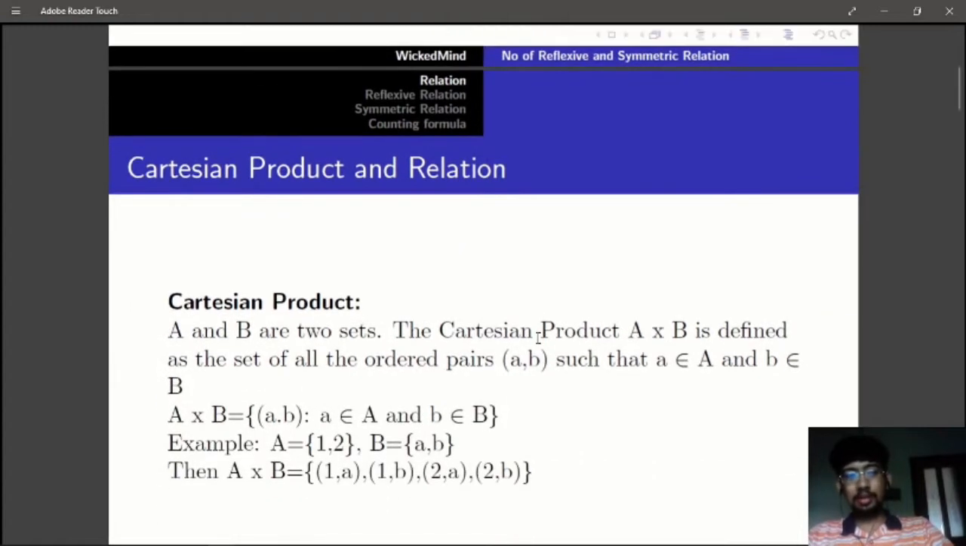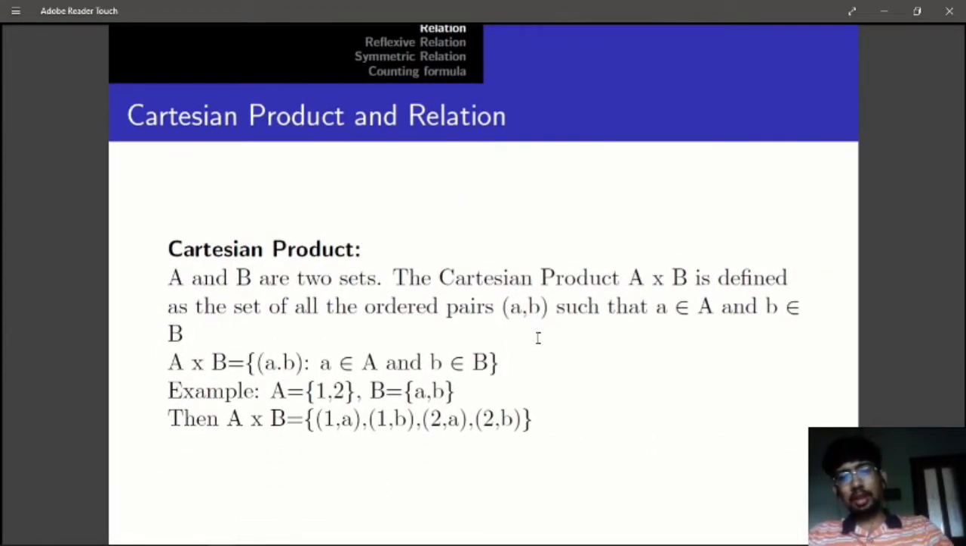So I have defined here that A and B are two sets. The Cartesian product A cross B is defined as the set of all the ordered pairs (a, b) such that a belongs to A and b belongs to B. I have written the Cartesian product in set builder form. So A cross B equals curly bracket, ordered pair (a, b). It should be a comma; I have written a full stop, a printing mistake, never mind. So (a, b) such that a belongs to A and b belongs to B.